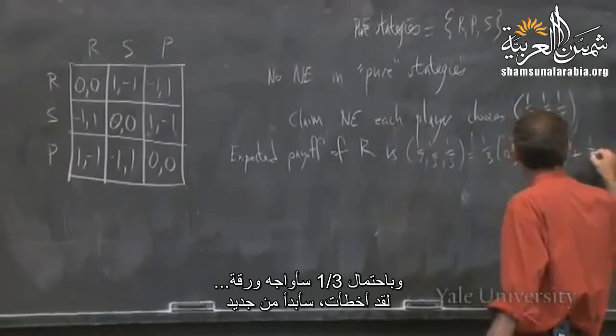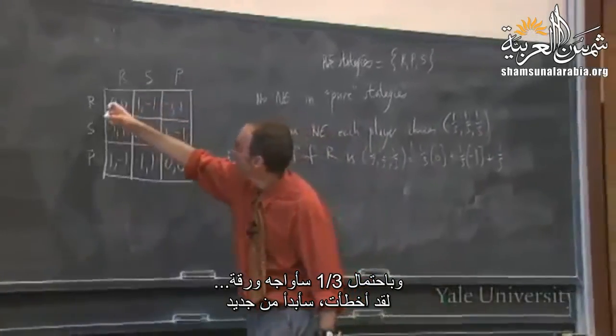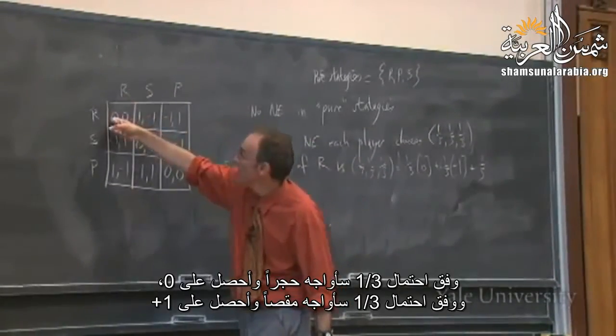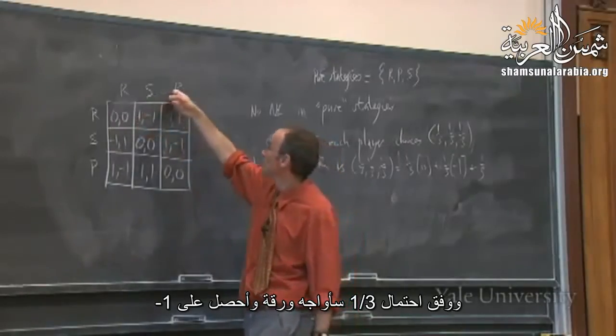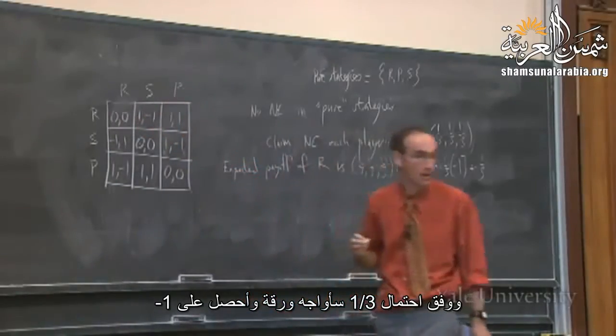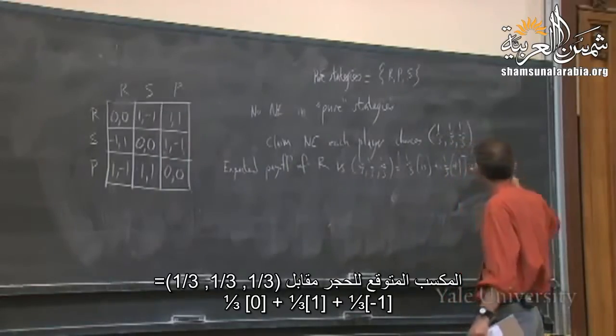And with probability a third, I'll meet paper. Let me try it again. Probability a third, I'll meet rock and get 0. Probability a third, I'll meet scissors and get +1. And probability a third, I'll meet paper and get -1. Is that right this time? That's +1, and that's -1.